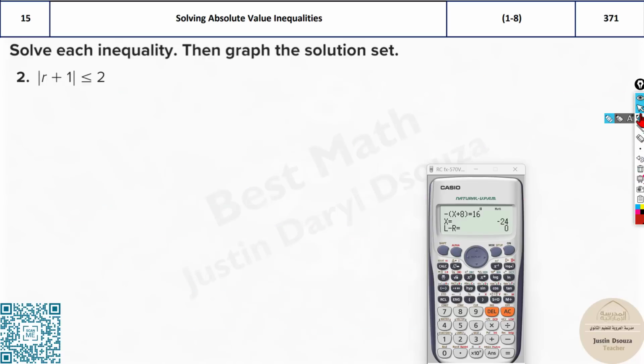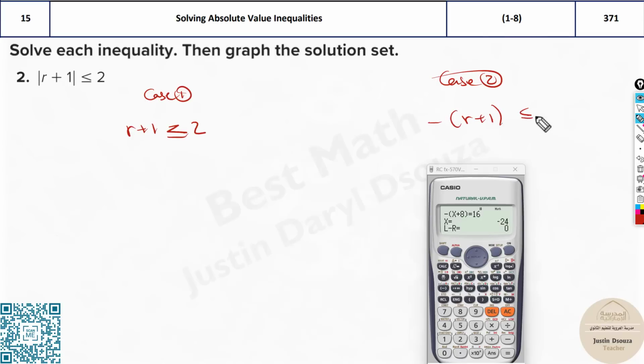Here as well, let's quickly do it in the calculator now. Case 1, case 2. R plus 1 is less than or equal to 2. Minus of R plus 1 is less than or equal to 2. That's it. Now let's put it in the calculator. Alpha x: R can be written as the variable x in the calculator, and the inequality is written as equal to. And shift and solve, the answer is 1 here.